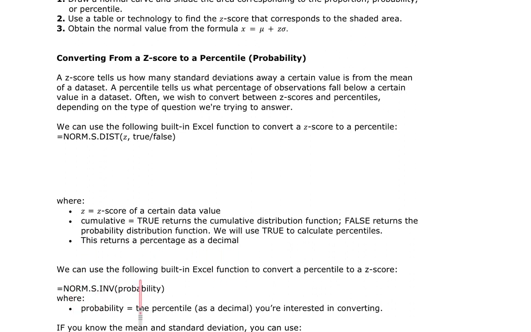We can also use the built-in Excel functions to convert a percentile to a z-score. So suppose we have a standard normal distribution. Again, that means my mean is 0 and my standard deviation is equal to 1. If I'm given the percentile and I want to know the z-score associated with it, I will use the NORM.S.INV. This is the standard normal distribution inverse, which means I'll put in my probability, and that's usually my percentile, and then this will kick out my z-score.